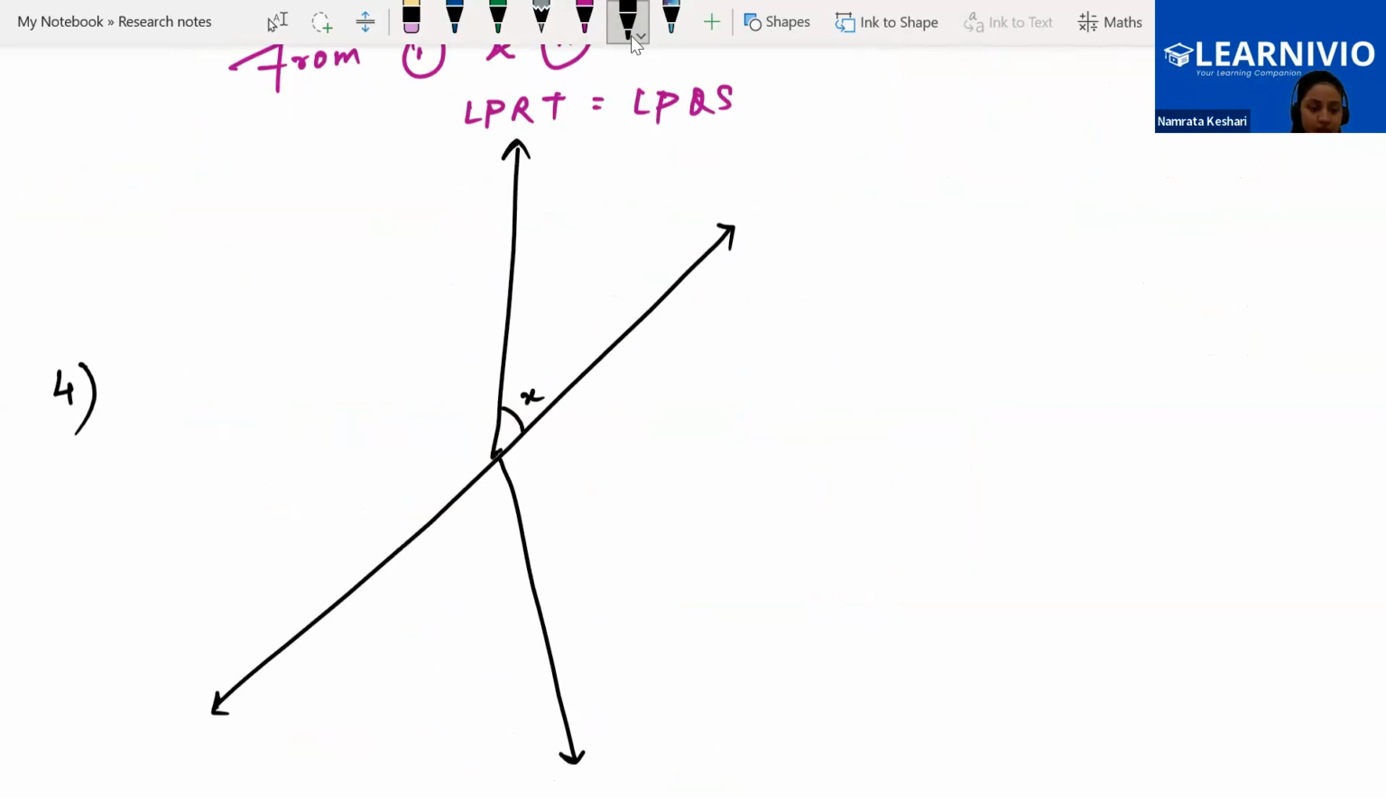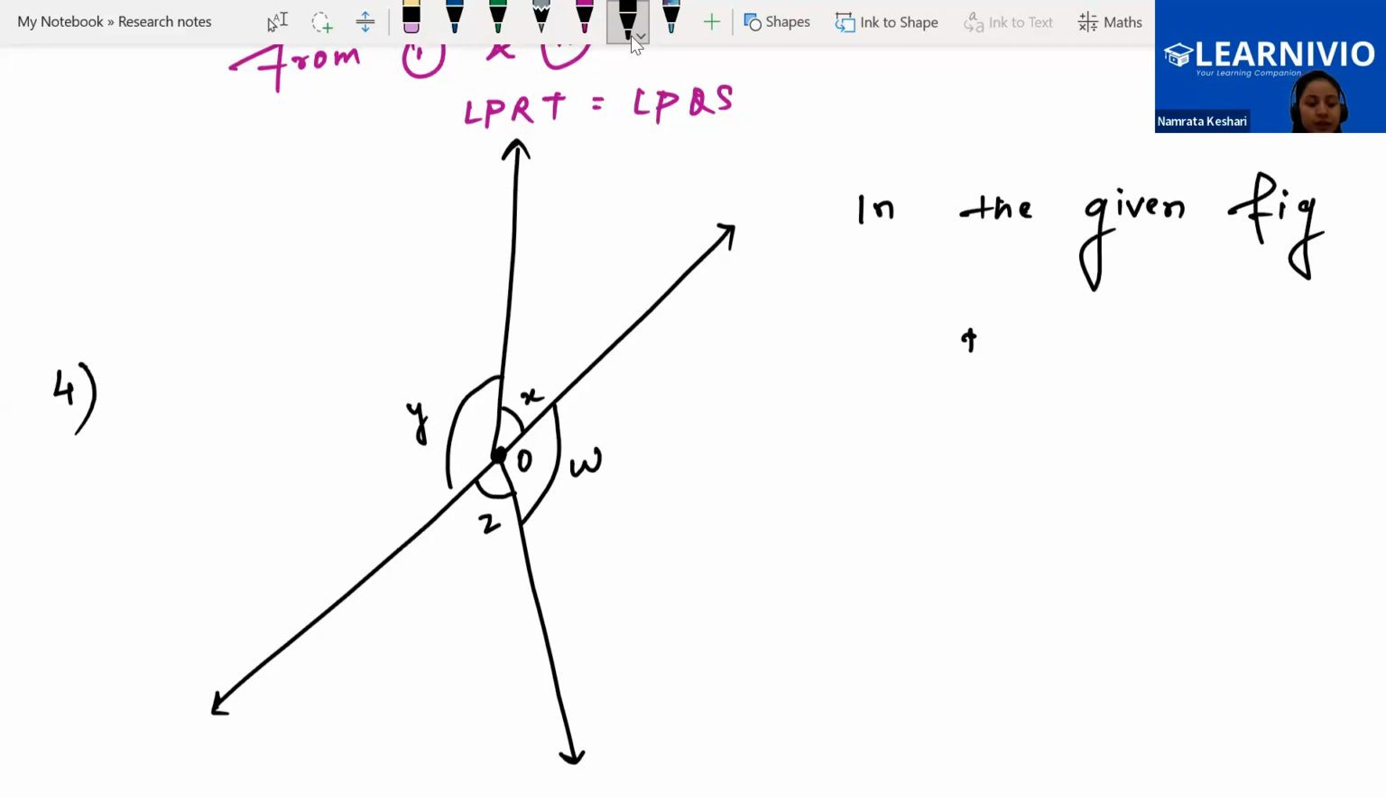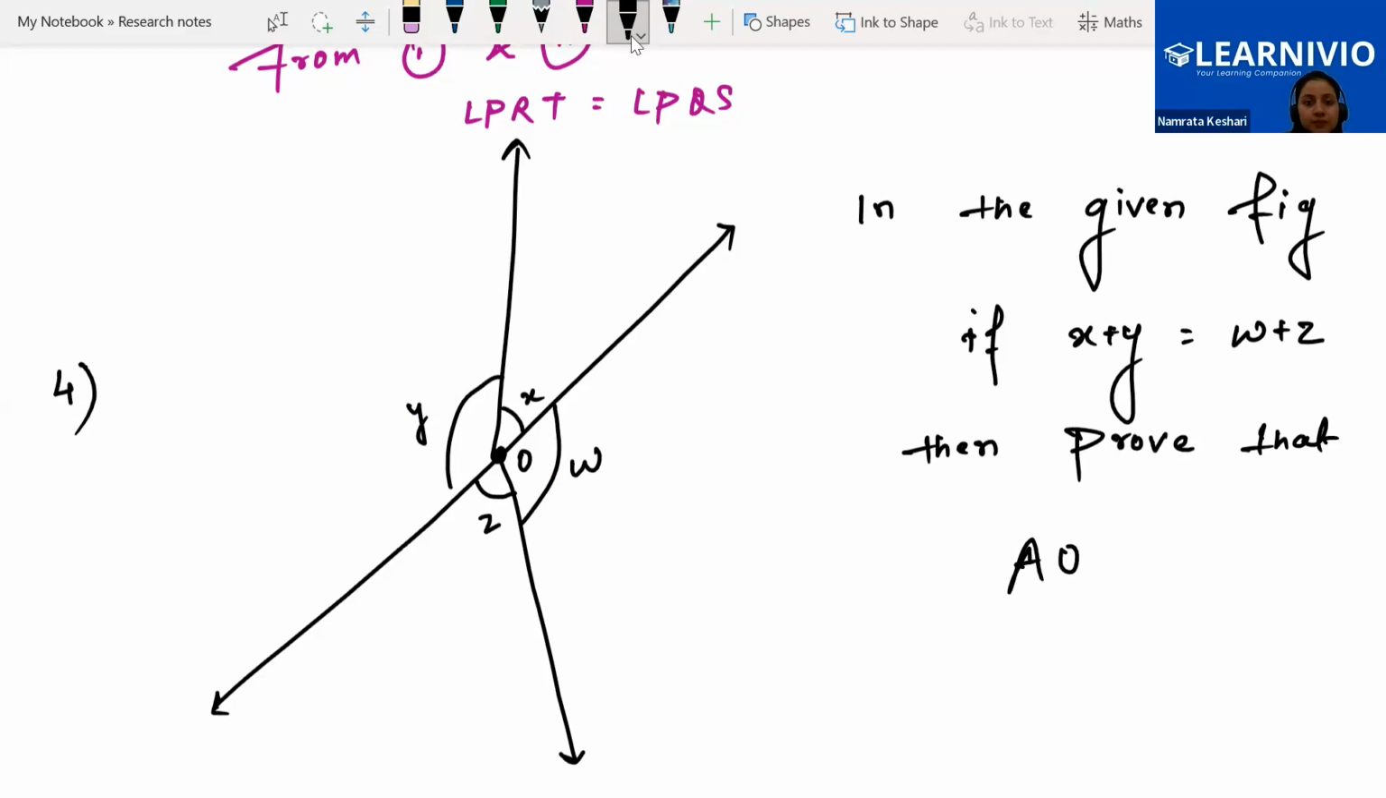This is x, this is y, this is z, and this is w. Okay, O is the point of intersection. In the given figure, if x plus y is equal to w plus z, then prove that AOB is a line. I have not mentioned which one is A. This is A, this is O, and this is B. Here we have C, this is ray OC, and here we have D. This is ray OD.